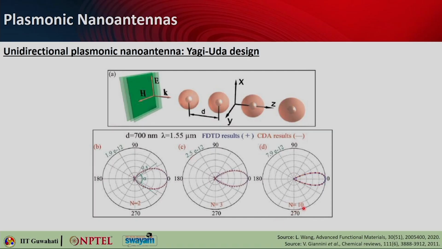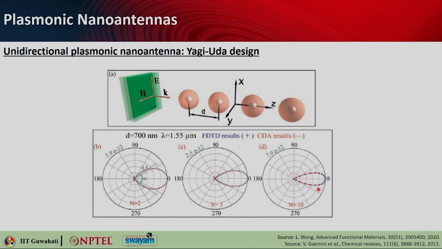When you go for n equals 10, that means you have lined up 10 such nanoparticles. So you are working at 1550 nanometer or 1.55 micrometer. The d is the gap between them, that is taken as 700 nanometer here. So when you take 10 such nanoparticles and you shine light from here, you see a very good unidirectional antenna. The maximum scattering cross section has also increased to 7.9 e to the power minus 12, and there is no backscattering. So, that is also perfectly good.